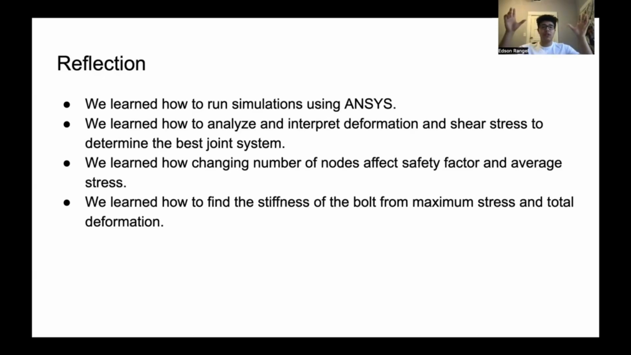After running the simulations, we came up with 2 different graphs, which were the maximum stress and the total deformation. We threw them into an Excel file, and we looked at the slope of the graph to determine the stiffness of the joint system. This was a very interesting project, which required a lot of time.